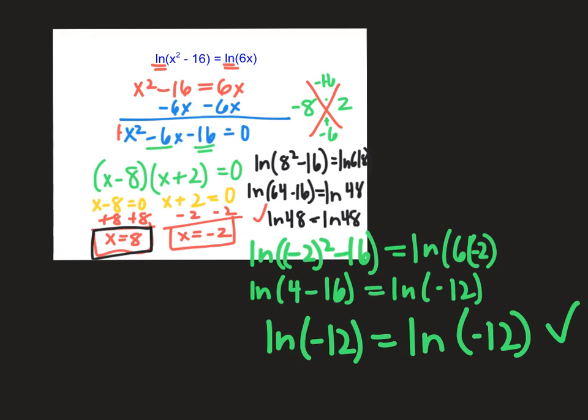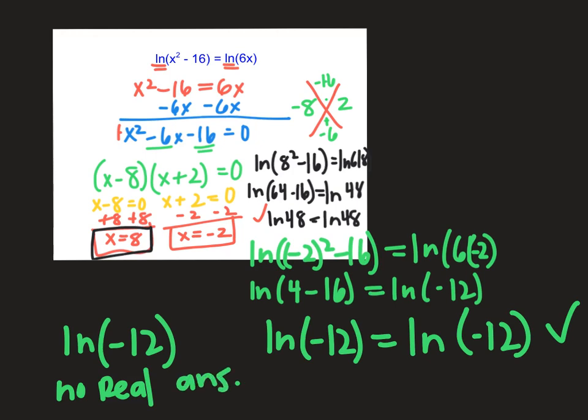Now, here's my problem. I can't actually take the natural log of a negative number. So even though those are equal, if I plug it into my calculator, if I do the natural log of -12, it'll say no real answer. Which means that this one actually is extraneous because it doesn't work. So if you get a negative number inside your natural log, that one will not work. That means that for this problem, our one and only answer is x equals 8.